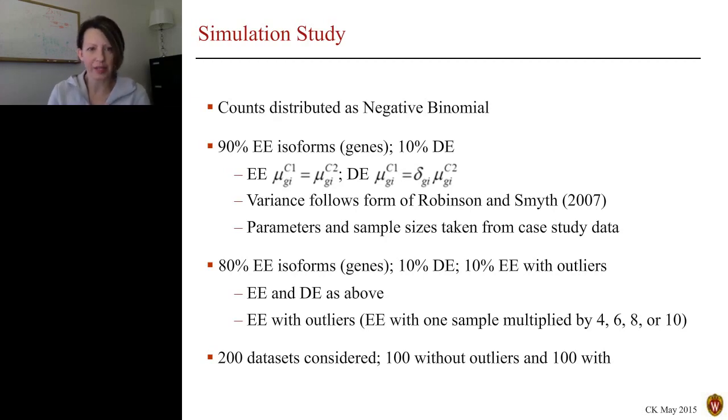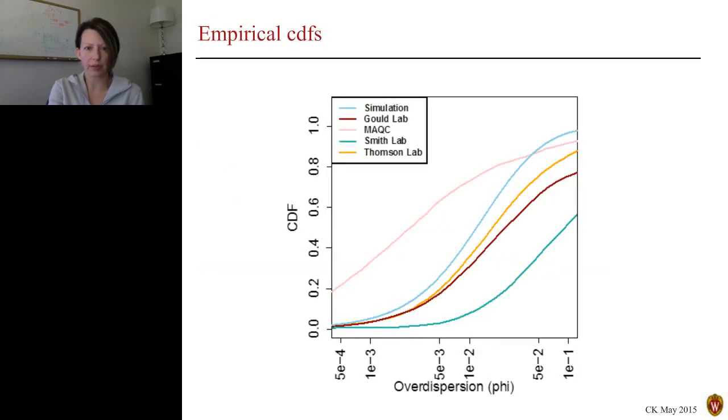The second set of simulations is we simulate 80% of the isoforms to be equivalently expressed, 10% to be differentially expressed as in the first set, but the remaining 10% we simulate to have outliers, and the outliers again are sampled from data. We take one sample, we multiply it by 4, 6, 8, or 10 again to match what we see in data. So we simulate 200 data sets, 100 with and 100 without outliers.